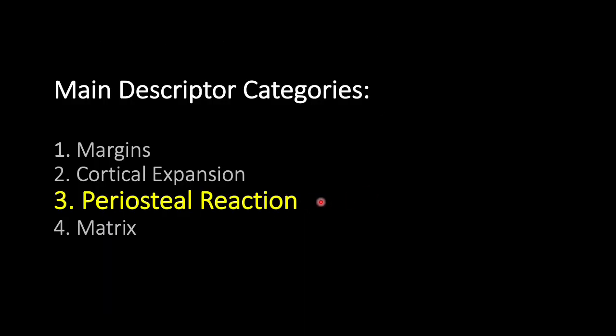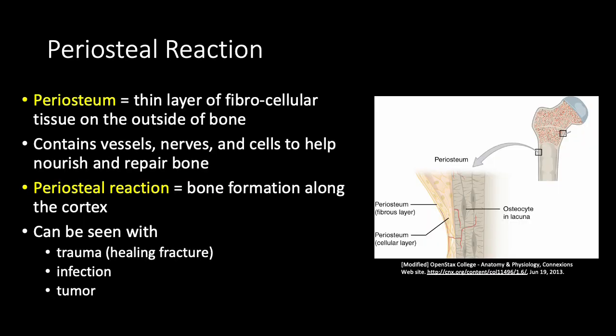Now we'll talk about another descriptor, so periosteal reaction, another very, very important descriptor in terms of determining aggressiveness. So periosteum is essentially a thin layer of fibrocellular tissue, and it's located on the outside of the bone. This is just a diagram showing you where the periosteum is on the bone. So this would be the osteocytes in the cortical bone, and this layer here would be the periosteum.